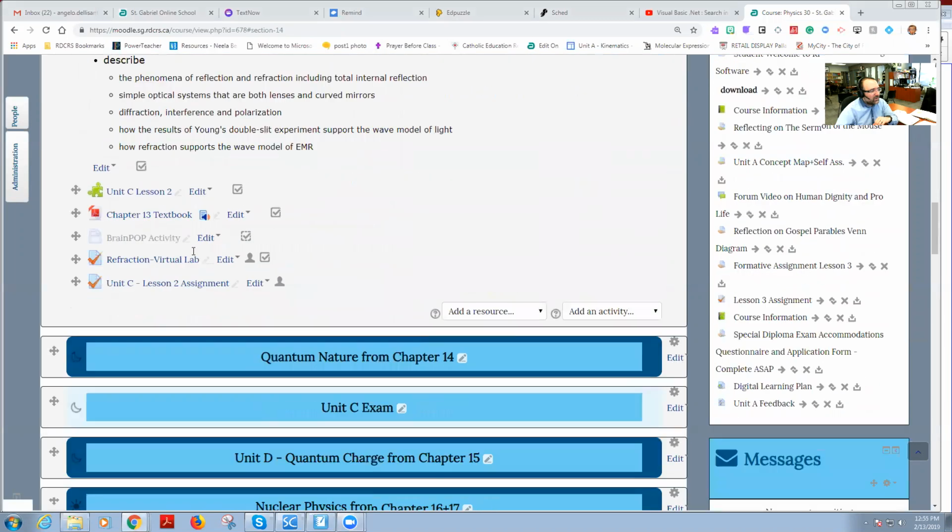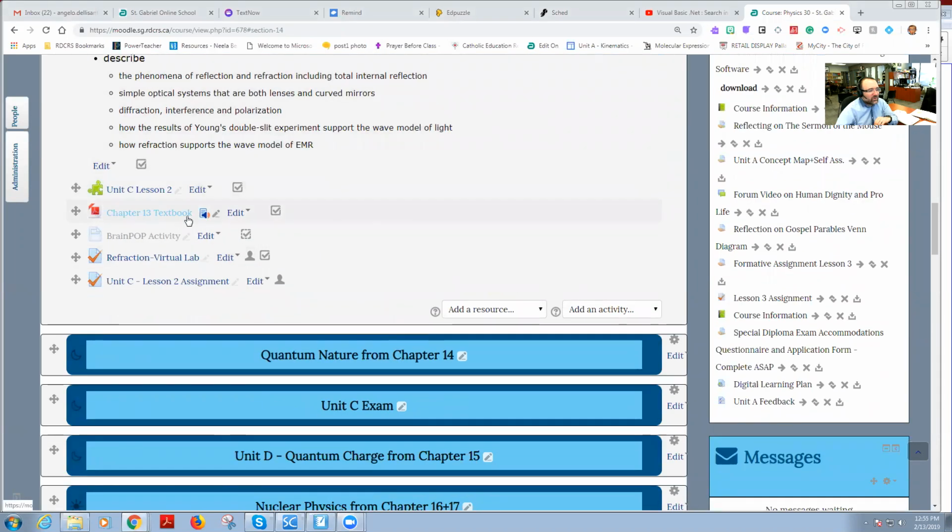So what you're focusing on is the web lesson in this activity. The Chapter 13 textbook will help assist you with that. You have a virtual lab, and there's a Unit C Lesson 2 assignment. Keep in mind the BrainPOP activity used to be a solo activity, but now I've put it inside the web lesson. If it doesn't work or anything, please don't hesitate to let me know.